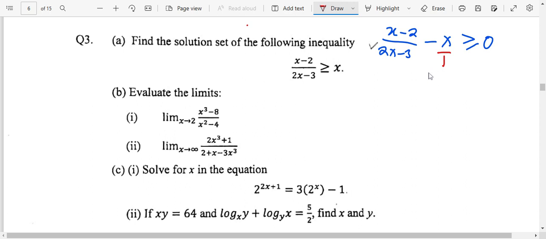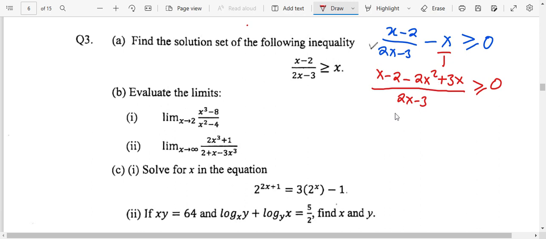What is on top of the first fraction multiplied with what is down the second fraction, that will be x minus 2. What is down the first fraction multiplied with what is on top of the second fraction, so that is 2x minus 3 multiplied by negative x. That will be negative 2x squared, and then positive 3x. And then multiply what is down the two fractions, so that will just be 2x minus 3. That will be greater than or equal to 0.